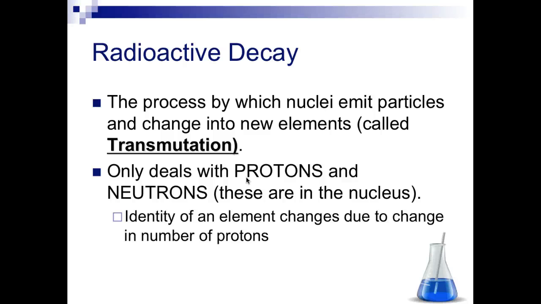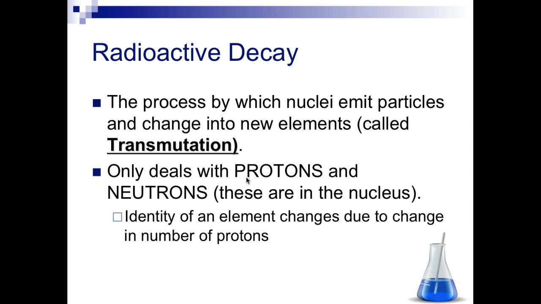So let's talk about radioactive decay. That is the process by which nuclei emit particles and change into new elements, and that is called transmutation, when you change into a new element. This only deals with protons and neutrons because that is what's happening. This process of radioactive decay happens in the nucleus. So the only things that are in the nucleus, like we learned about in the last unit, are protons and neutrons. The identity of the element changes due to the number of protons.